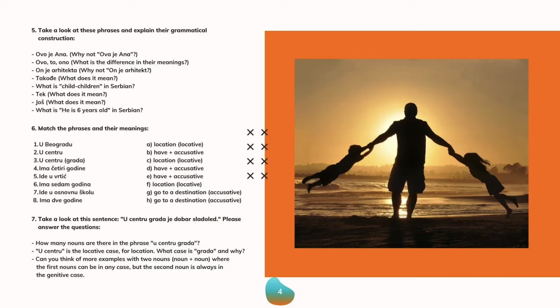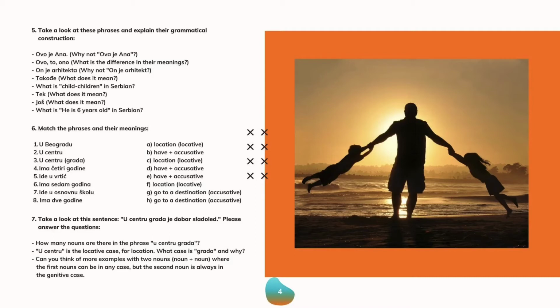Then, in the sentence on je arhitekta, why not say on je architect? Because the word architect doesn't exist. There are some professions like arhitekta, ekonomista, sudija, and so on, that always end in a, no matter if we speak about men or women. So, on je arhitekta, even though on is masculine, he, arhitekta will always be arhitekta.